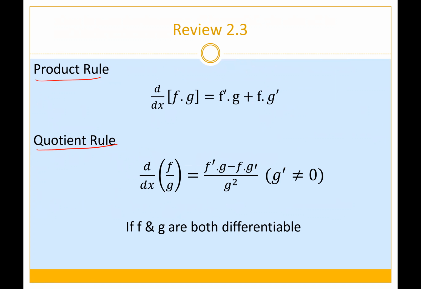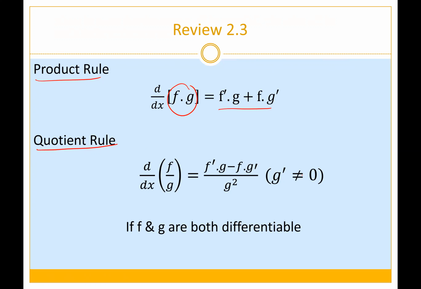Product rule is basically saying if we want to take the derivative of a product of two functions, then it is going to equal the derivative of the first function multiplied by the second function, plus the first function multiplied by the derivative of the second function. I'm going to come more into these when we do the example, but let's put it there for now. And the same thing we have for the quotient rule.